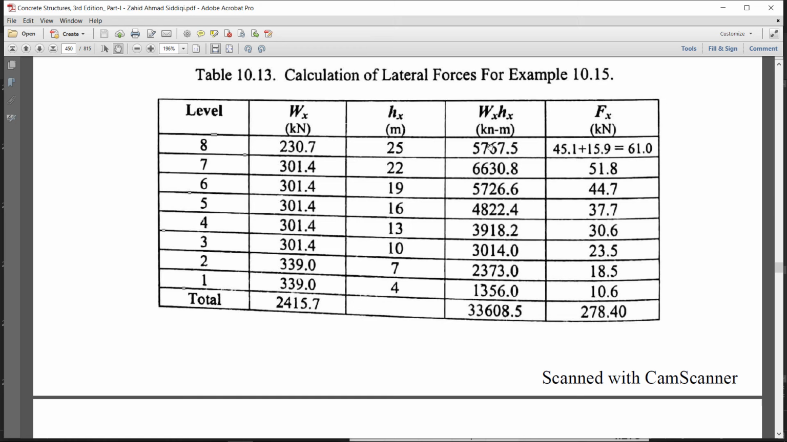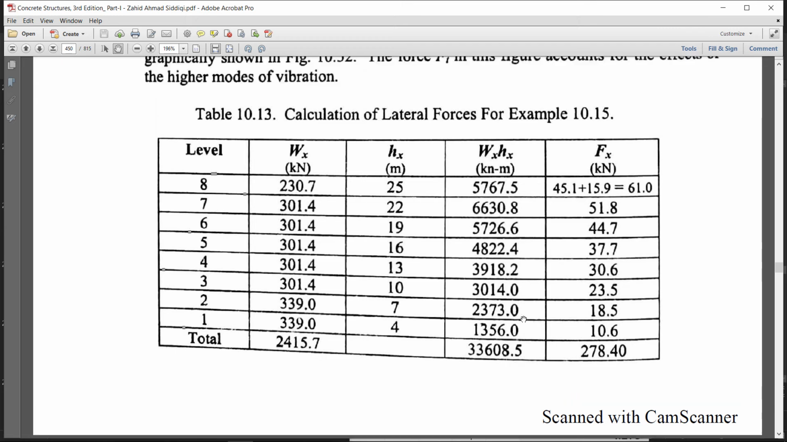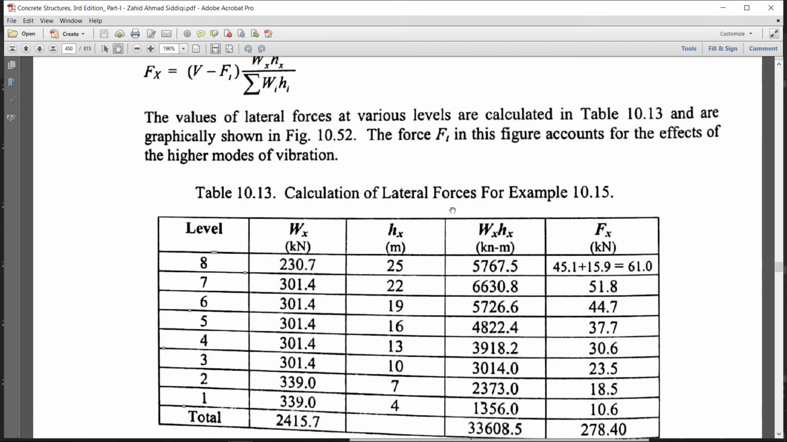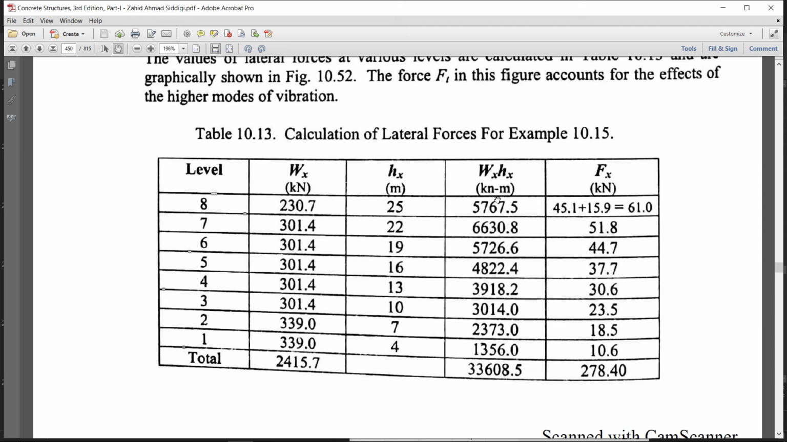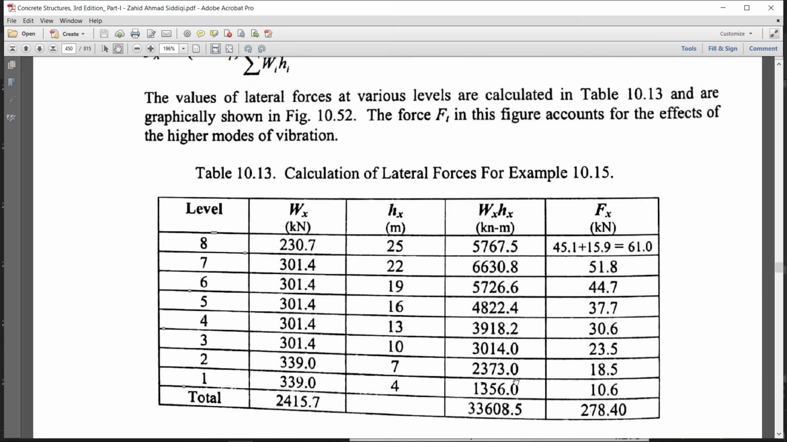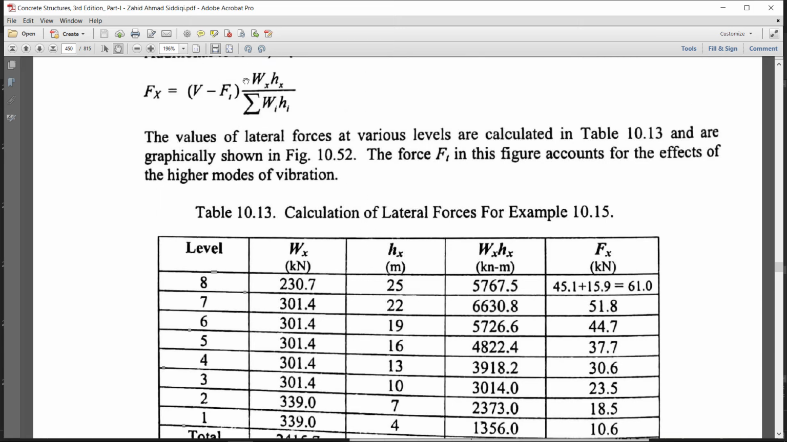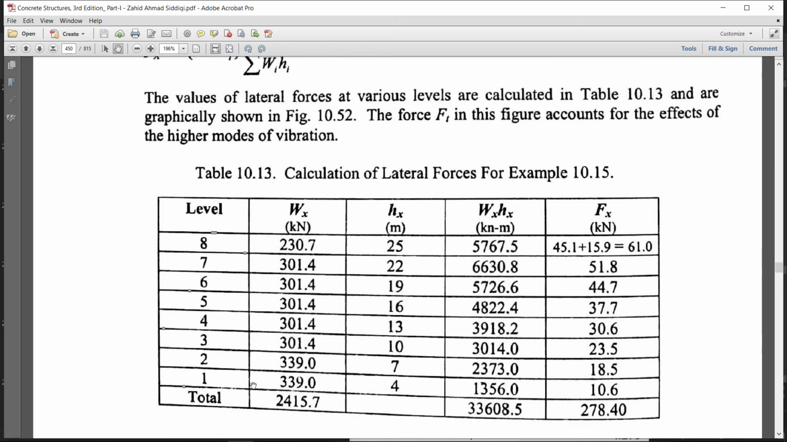So at the end you do the summation of all the wx hx, that is 33608.5. So that is the sum of all wi hi, the load into height moment values, in kilonewton meter, so 33608.5. And for each individual story, wx and hx is written here. Now for the first story, you will put this 1356.